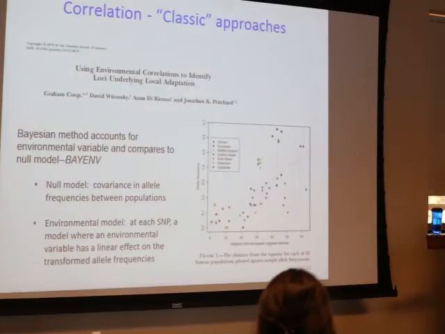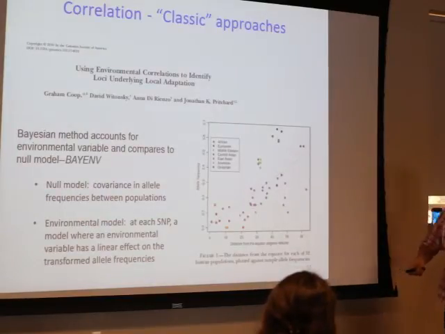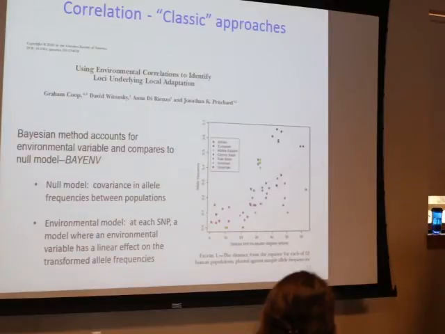If you wanted to say there was a classic one here, it would probably be BayeScan, which is COOP, and I think it came out in 2010. It also is a Bayesian method. It has a null model, and then it compares that to an environmental model at each SNP. The environmental model looks at where an environmental variable has a linear effect on the transformed frequency. So again, it's through this Bayesian framework, incorporating environmental variables.